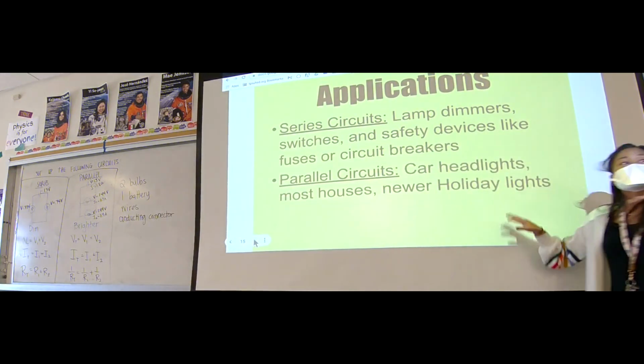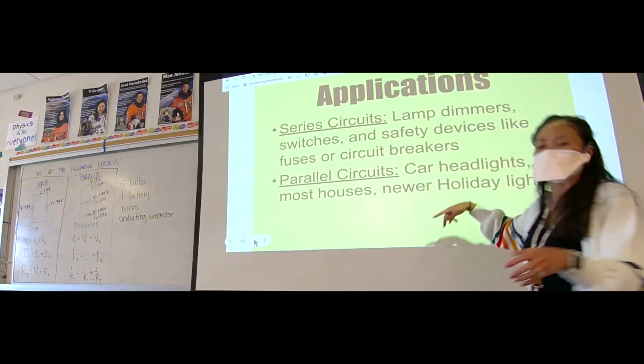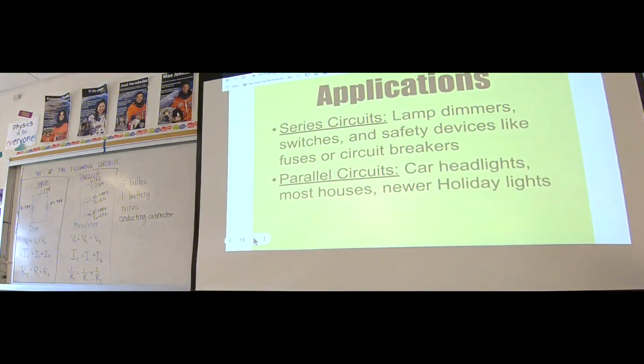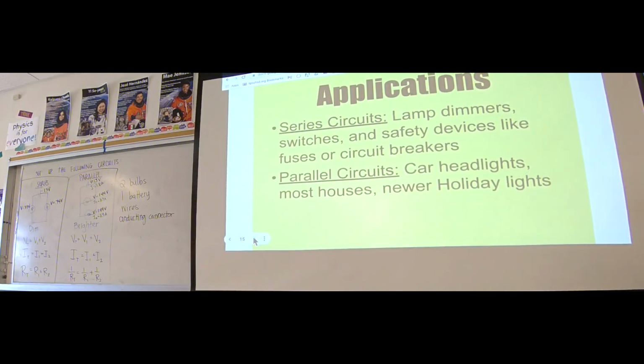And then, in fact, they make newer holiday lights in parallel circuit as well. Because the way it used to be is that one light bulb in your Christmas light would go out and the whole thing would be done and you couldn't figure out where that broken light bulb was, so then you'd have to toss it.